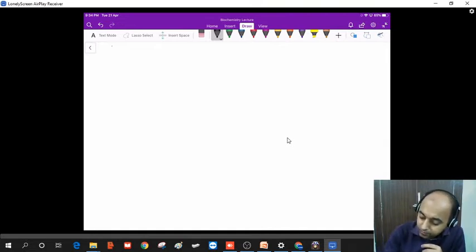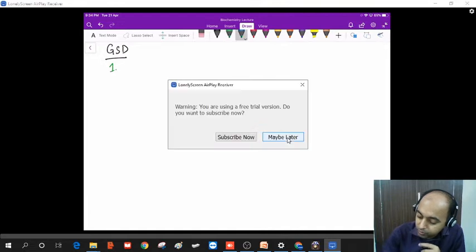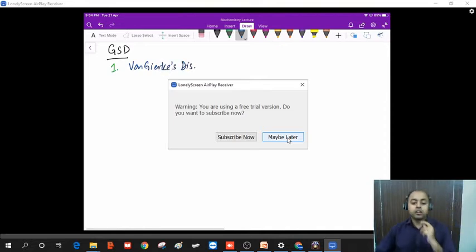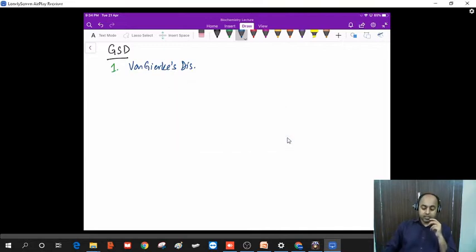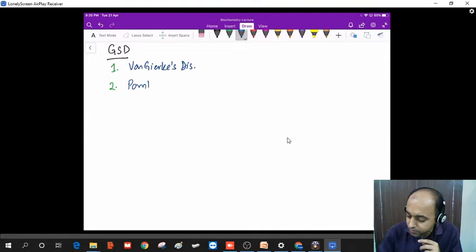Like I said, GSD type 1, previously known as von Gierke's disease. In this case we have already seen which enzyme is deficient. The number 2 is known as Pompe's disease.